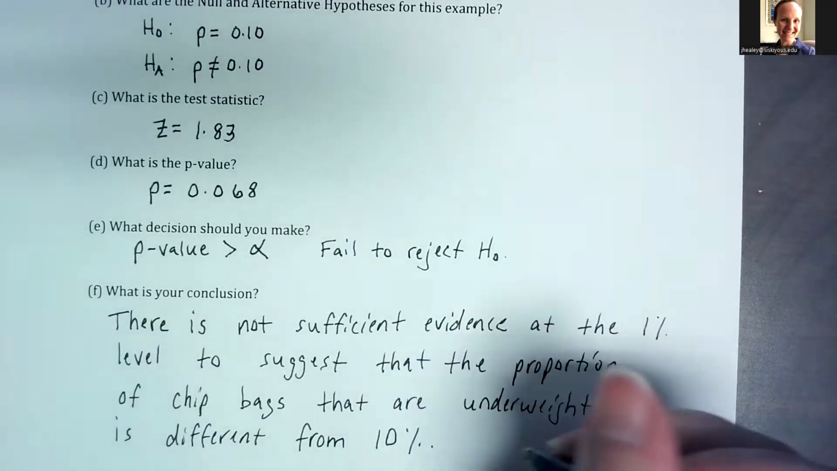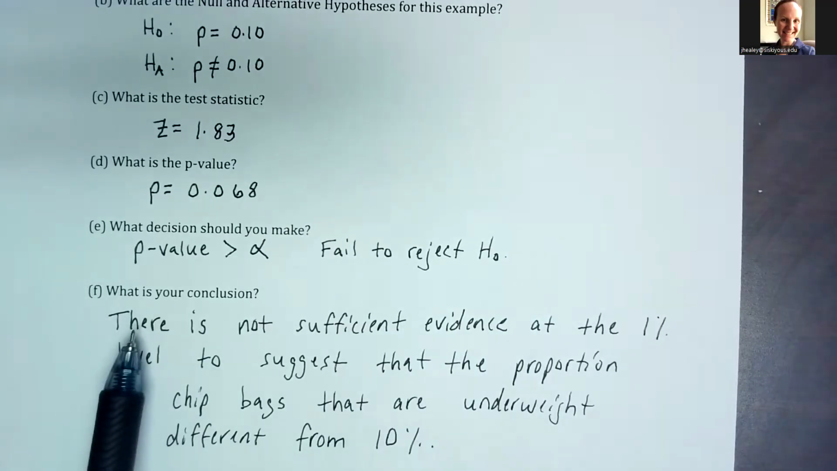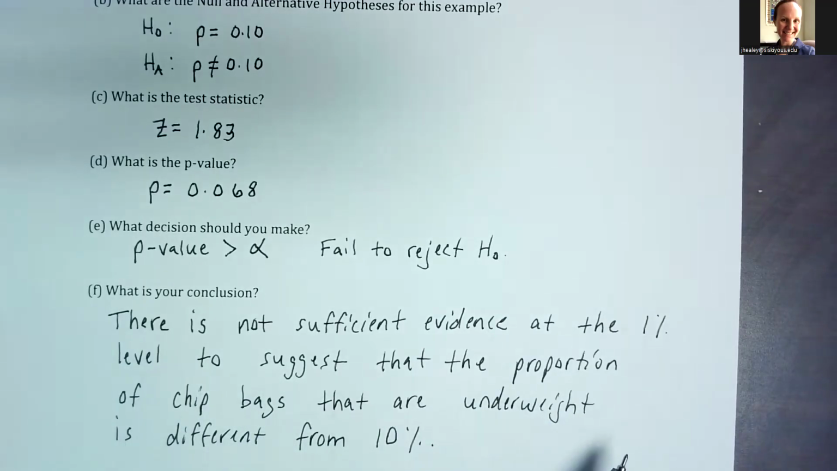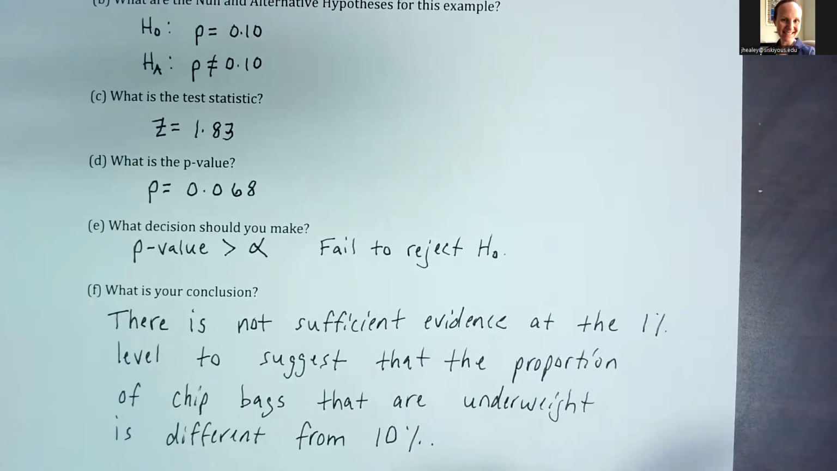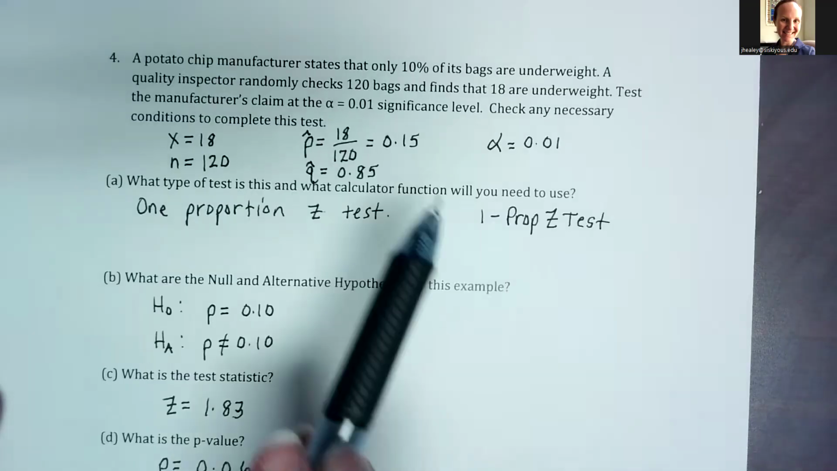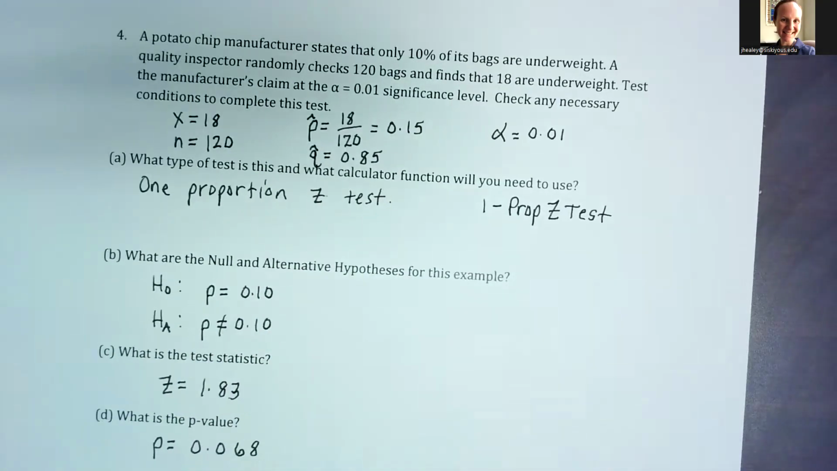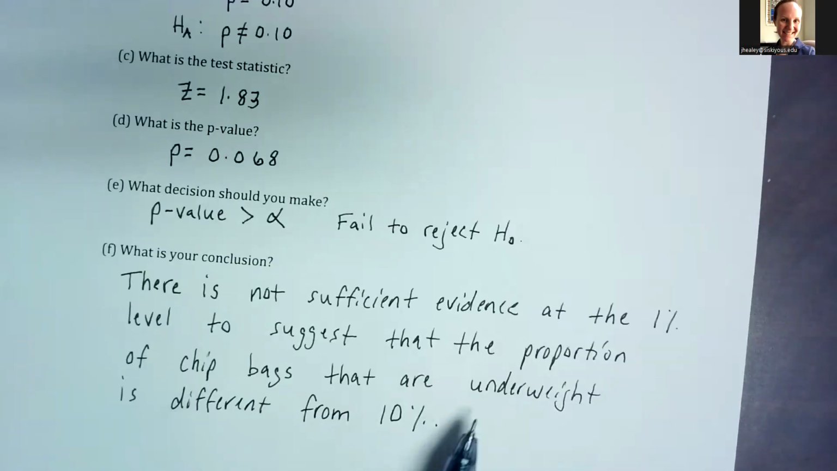Sometimes you'll see people say, instead of this, there is not sufficient evidence at the 1% level to suggest that the proportion of chip bags that are underweight is different from the manufacturer's claim. You could say that instead of different from 10%, because if you go back up to the top, it said that the manufacturer states only 10% are underweight. So there's just not sufficient evidence to say that it's different than what the manufacturer said.